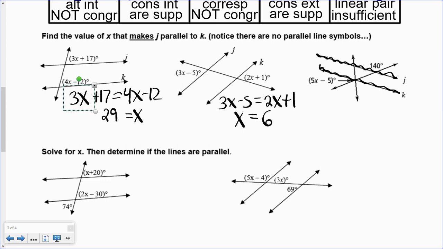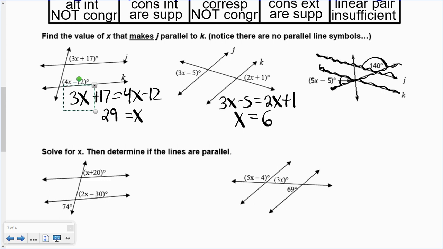Which one of those lines do I want to be the transversal? The one that's more vertical or the one that's slanty? I want this one. So you're going to pretend that that other line isn't even there. You can ignore it or you can redraw the picture without that line. In either case, I'm talking about this angle and this angle.